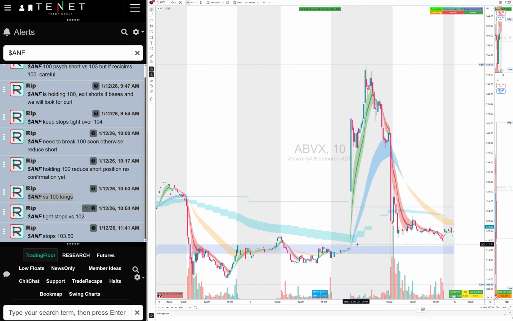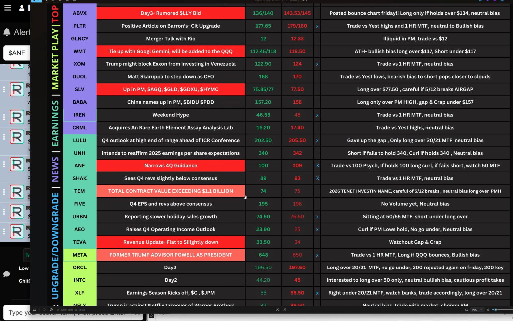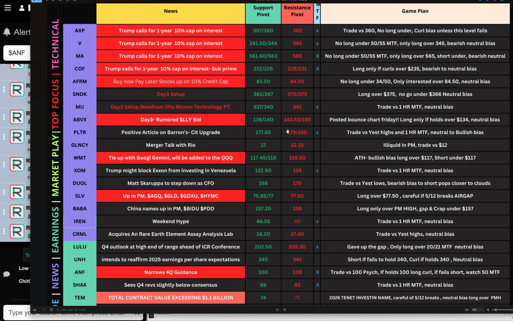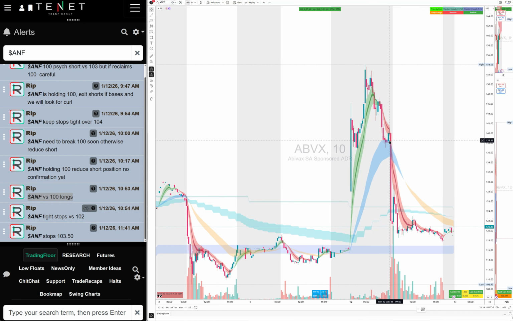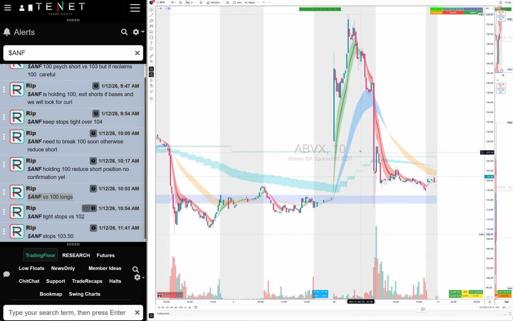And today we wake up, it's gapping up to 150 bucks. Insane return overnight. But we did have a plan in the pre-market on ABVX. Let's take a look. Day 3, rumored Lilly bid. Posted bounce just Friday, long. It holds 134, neutral bounce, but right away there was news that there's no buyout and it crapped. You just don't touch it, because if there's no news, it's going to come all the way back. Even after this bounce to 129, it came back all the way to 118. Something to keep on watch.